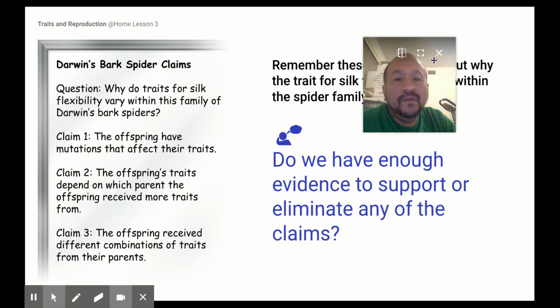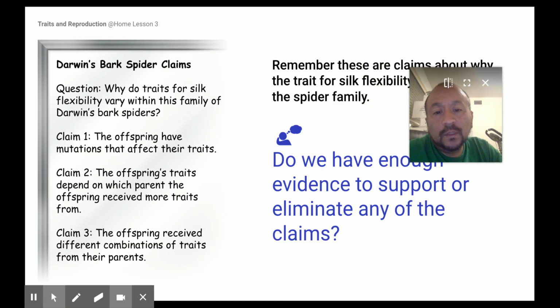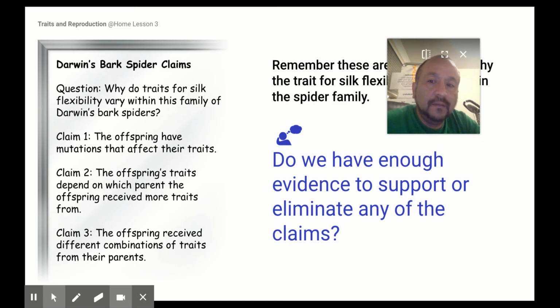Do we have enough evidence to support or eliminate any of the claims? So we've talked about this, and remember, we're focusing on 3 claims. Why do traits for silk flexibility vary within this family of Darwin bark spiders? So there are the 3 claims. Mr. Lopez will go over those 3 claims, and it's your job to try and figure out which of the claims is correct.